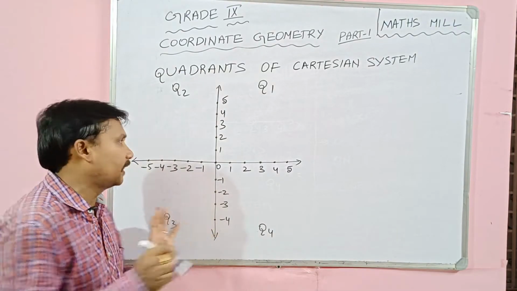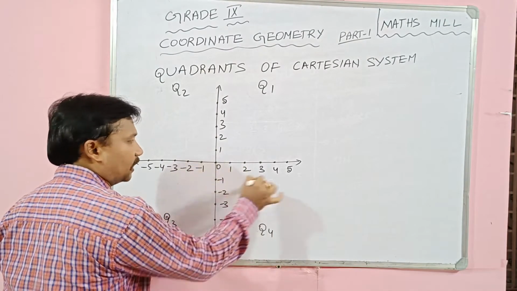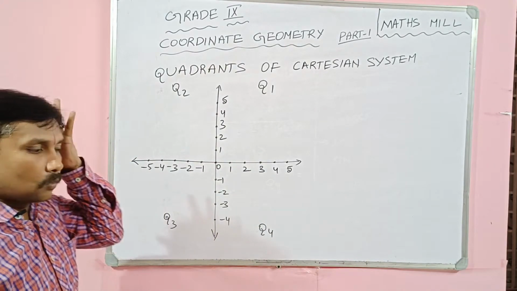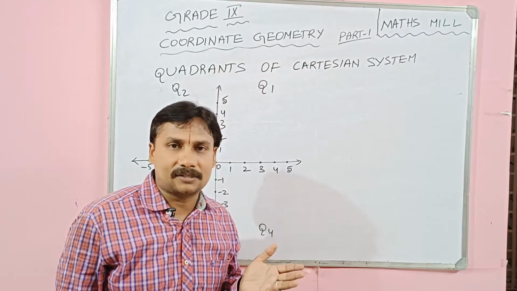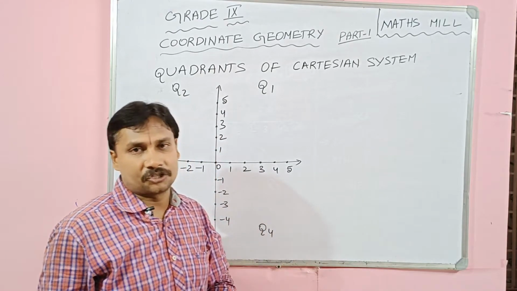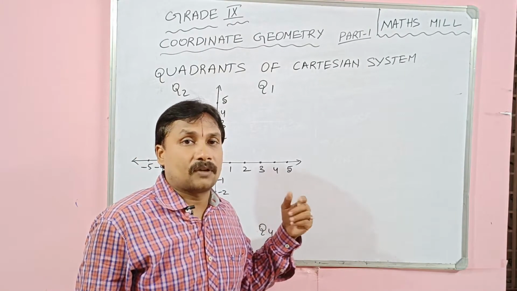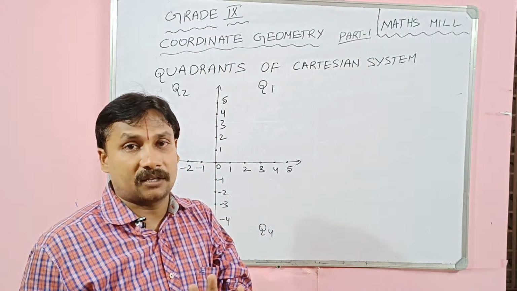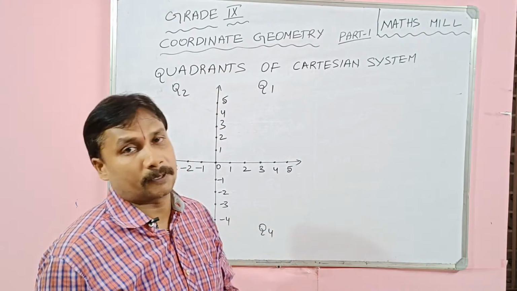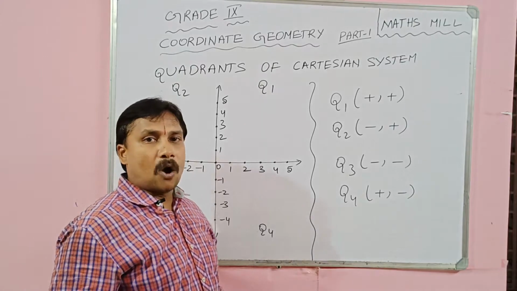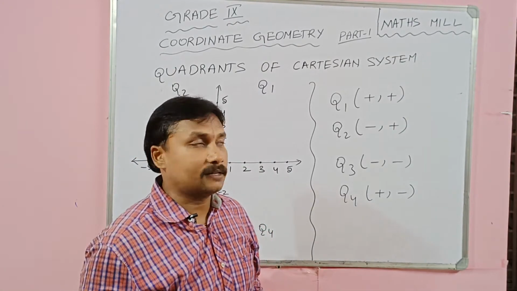Quadrant in the sense 90 degrees. Here it is 90, 90, 90, 90. Like that. Okay. So particularly, what is the nature of the quadrants in the Cartesian system? That means how the point will be in each quadrant. For example, what is the nature of a point in quadrant 1? What are the symbols for quadrant 1? All of that we are going to learn now. The points will be in the quadrants.